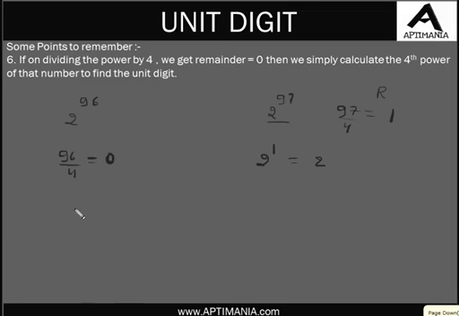Now what we need to do is, whenever we get the remainder as 0, we need to calculate the fourth power of that number. So 2 raised to power 4 is 16. So the unit digit of this calculation would be 6, right?